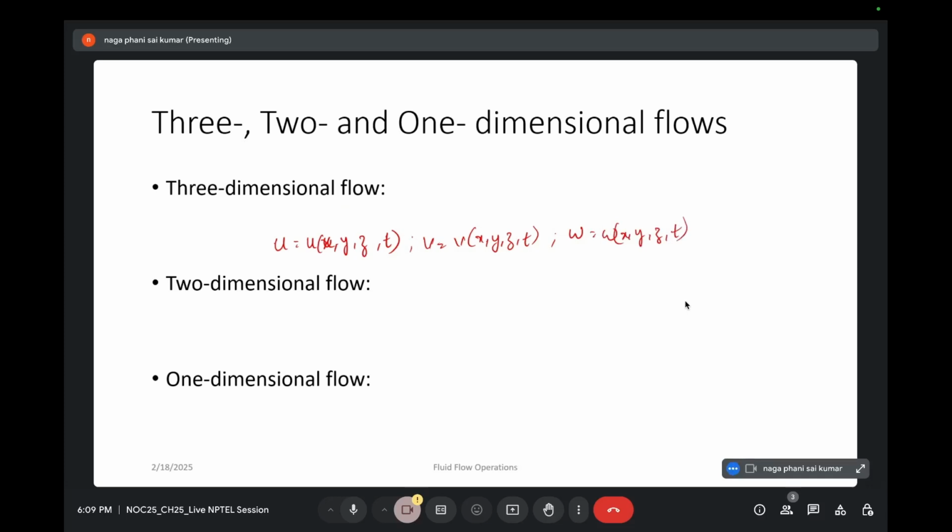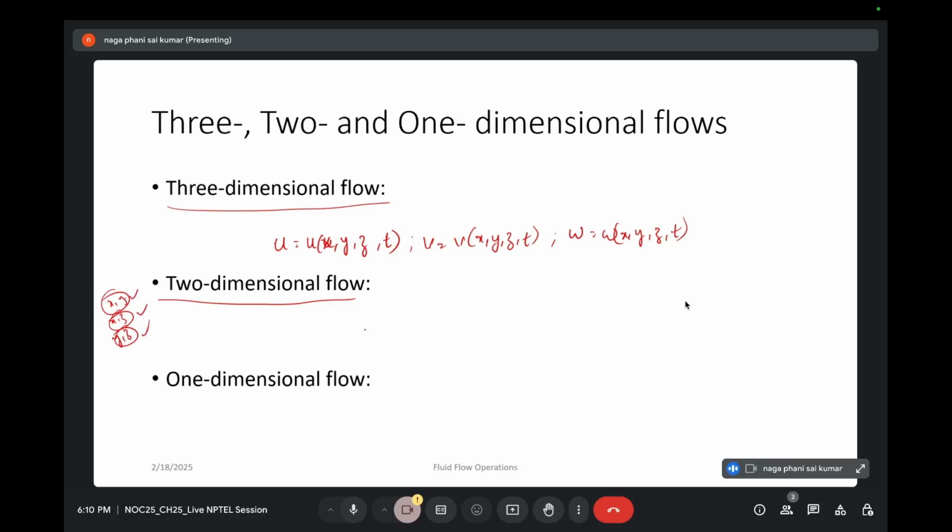Then we have two-dimensional flow. What are examples of two-dimensional flow? You can take a liquid flowing between two parallel plates. That is an example of two-dimensional flow. If you want to represent the velocities here, the velocity will have two components, basically in the x and y directions. It can also have components in the x-z direction, or in the y-z direction. So it can have any of these three combinations.